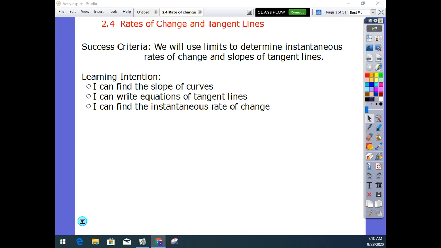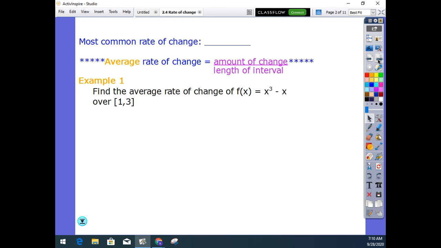Okay, so the last section in chapter 2 is all about rate of change and tangent lines. We've talked about this earlier in this chapter. The most common rate of change is speed. Anytime a rate is when you're measuring two units against each other. Miles per hour, cost per gallon, dollars per hour, any of that. But you're always putting it when we're talking about time. A lot of times you're going to see the amount of change over the length of the interval.